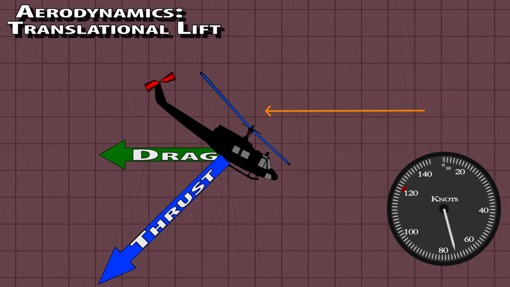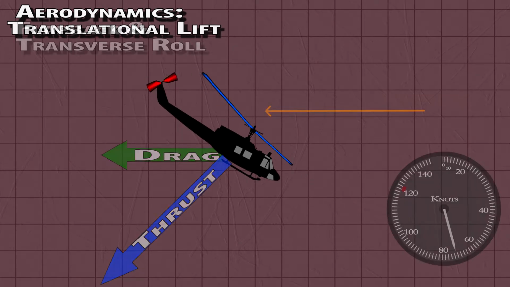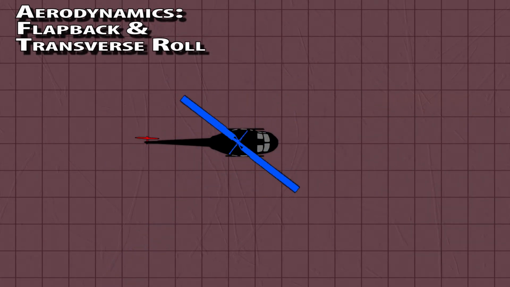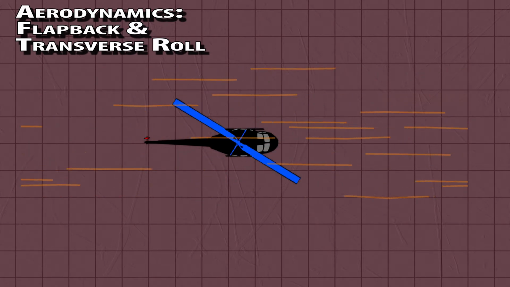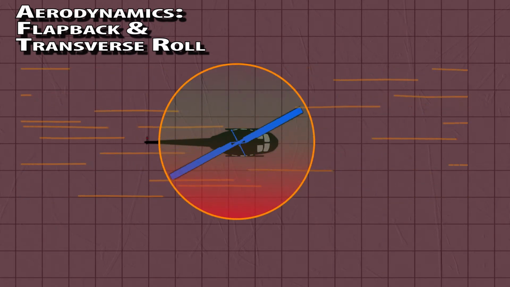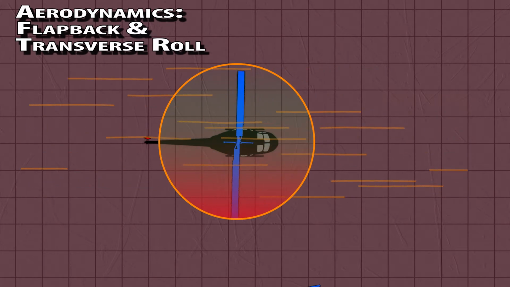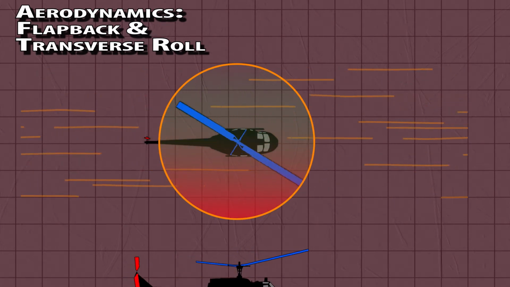So we can see how translift really helps us when moving from hover to forward flight, but disappears as we accelerate. Flapback and transverse roll. Flapback describes how, with air moving into the disc either from wind or forward speed, the rotor will experience greater airspeed and therefore greater lift as it approaches the wind direction.